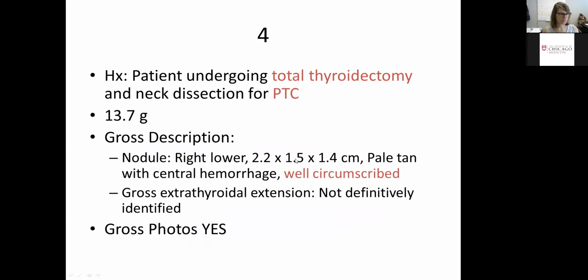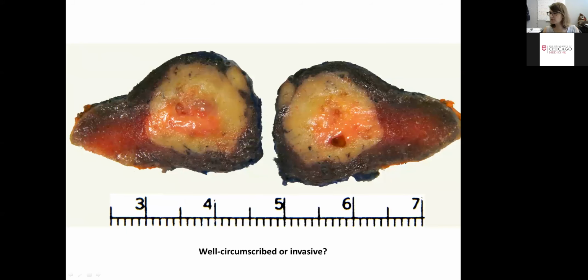Next case, patient undergoing total thyroidectomy and neck dissection for PTC. Oh, okay, so we have an actual PTC diagnosis now. Excellent. 13.7 grams, gross description of the right lower nodule, 2.2 centimeters, well circumscribed. Gross ETE, not definitively identified. We'll talk about why this is important. Gross photographs, yes. So let's look at those gross photographs.